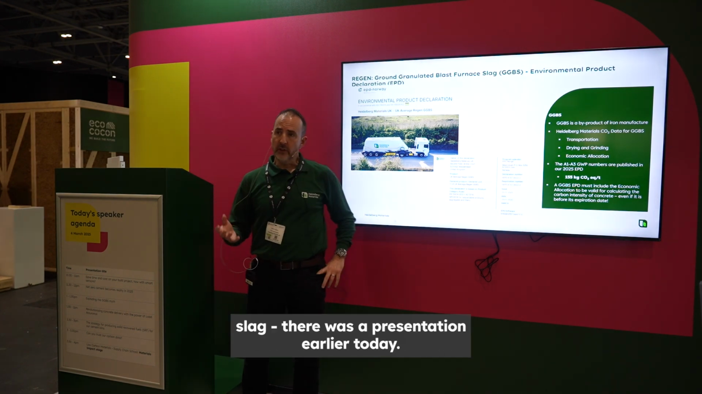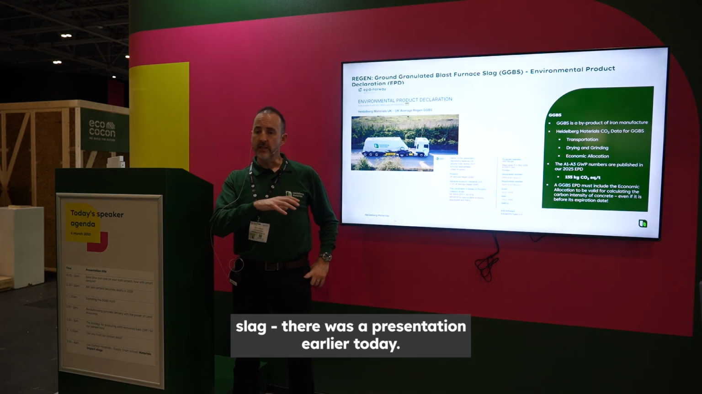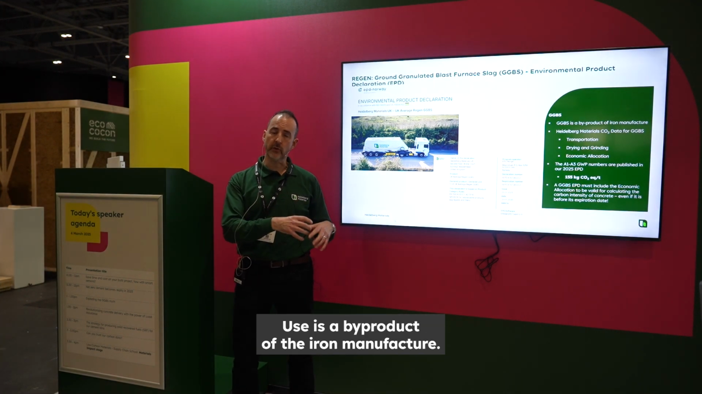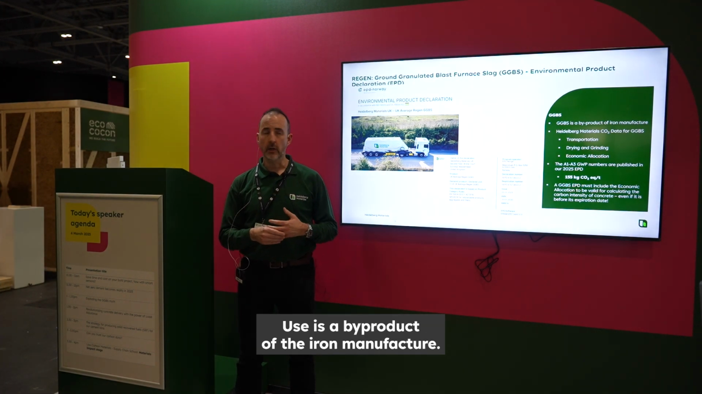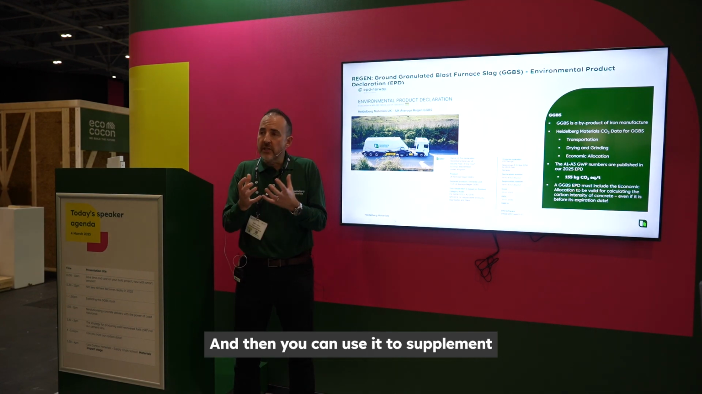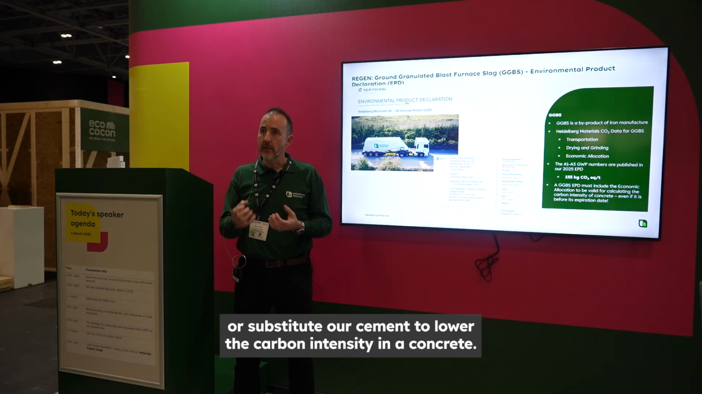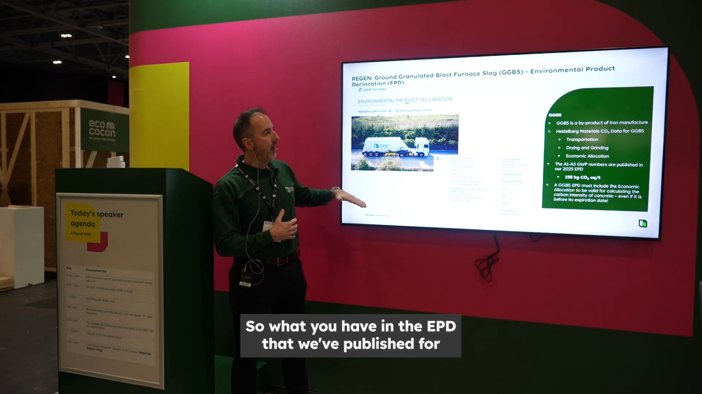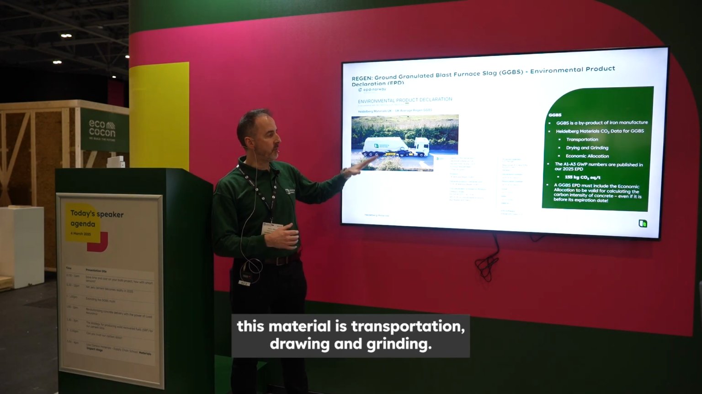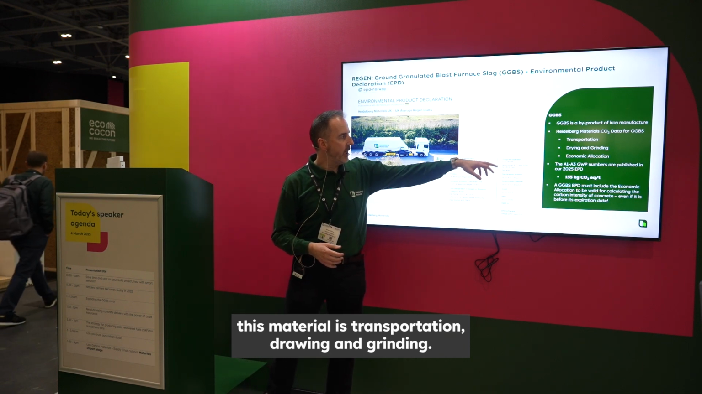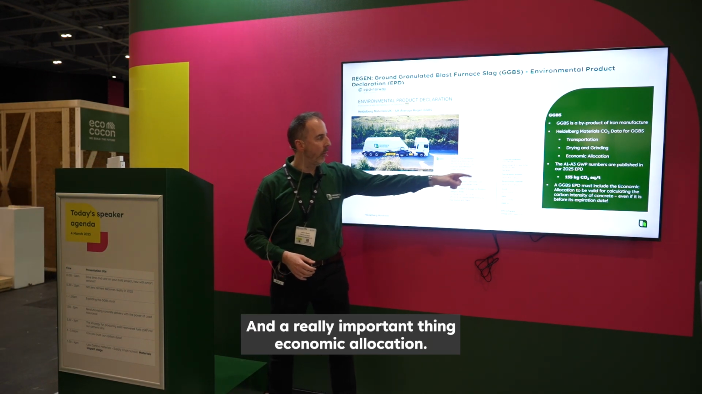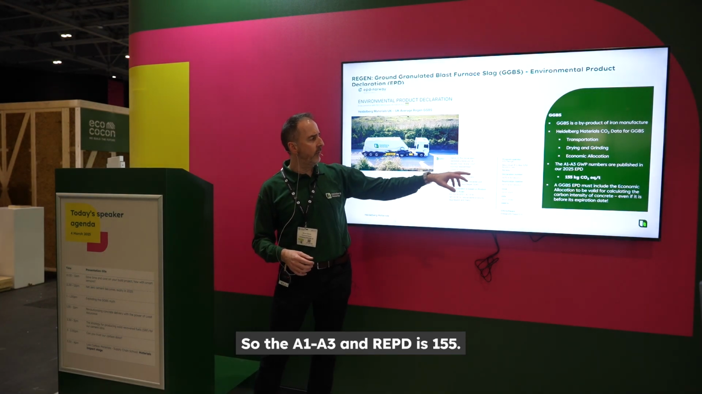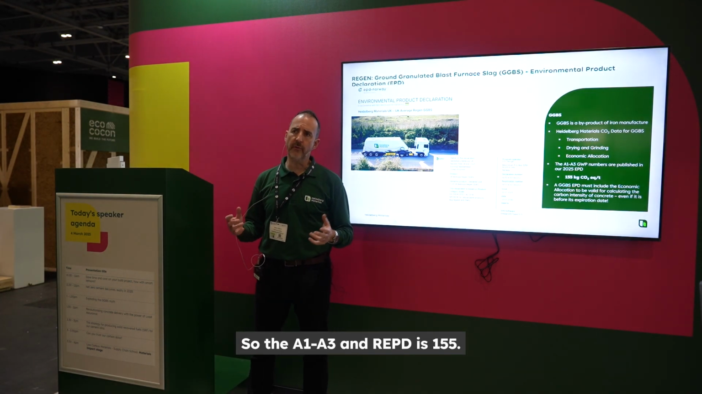Ground granulated blast furnace slag. There was a presentation earlier today. This is the SCM that we at Heidelberg in the UK use. It's a byproduct of iron manufacture, and we can use it to supplement or substitute our cement to lower the carbon intensity in a concrete. What you have in the EPD that we've published for this material is transportation, drying and grinding, and a really important thing, economic allocation. So the A1 to A3 in our EPD is 155.